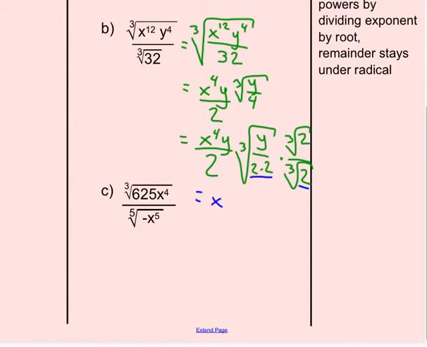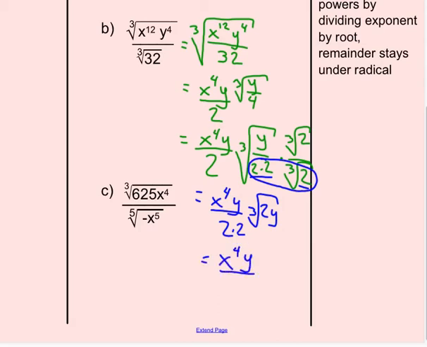So we've got x to the 4th y over 2 times the cube root of 2y in my numerator, and then this 2 cubed will cancel the cube root and come out as another 2 in the denominator. So we've got x to the 4th y over 4 times the cube root of 2y. And this is the last example.